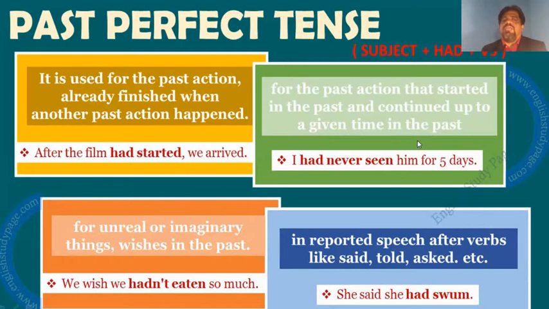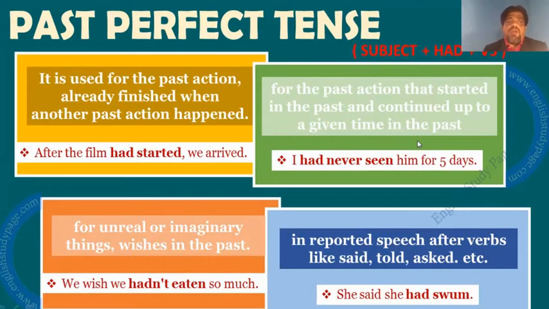I had never seen him for 5 days. So not at a particular moment, not at 10 a.m. or 10 p.m., but for 5 days. And those 5 days are an elongated period, not a single point of time. We could say, I did not see him at 5 p.m. But we may say, I had never seen him for 5 days. We can't say, I didn't see him for 5 days. That would be a wrong usage.